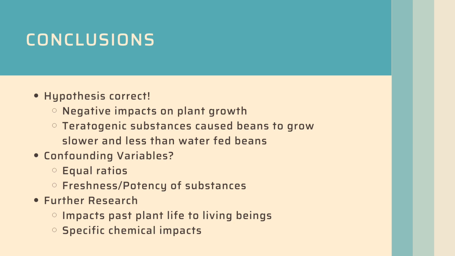Despite the clear results of the experiment, there are some confounding variables that we need to consider for next time that we do the experiment. Some of the variables that we need to consider are equal ratios, especially considering the dissolved vitamin A and nicotine in the water, and the freshness and potency of the substances, especially regarding the beer, which typically goes stale after 1 day. We may also need to do more research in the future, especially regarding how teratogens might affect other living beings and the specific chemical impacts that they have on developing fetuses.